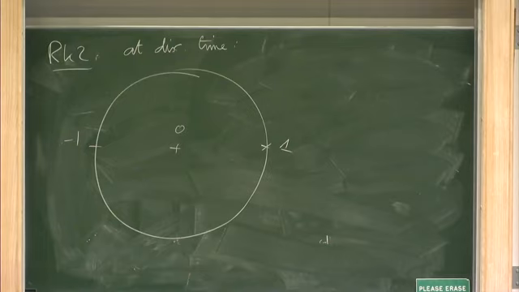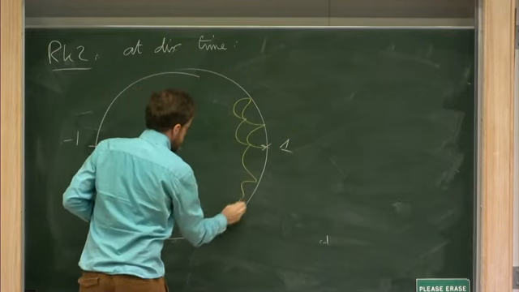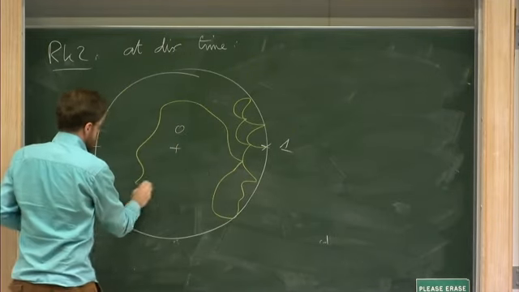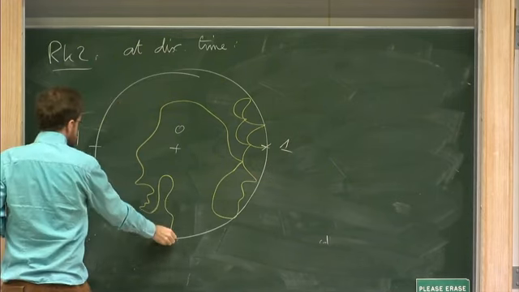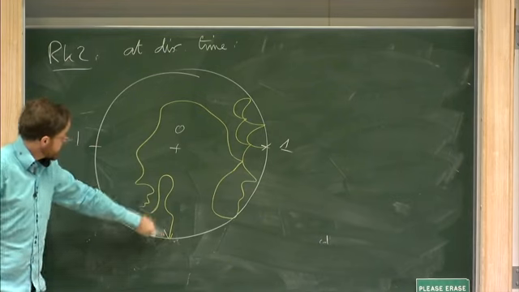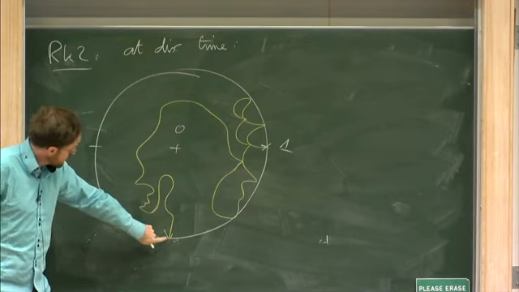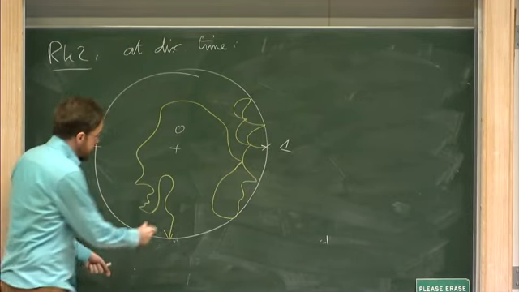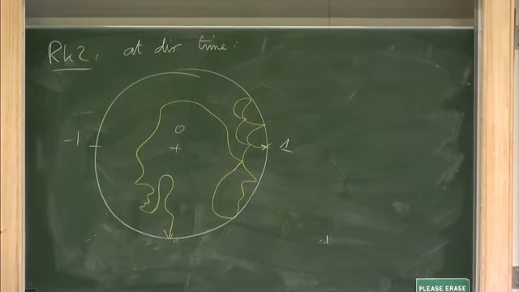We start the SLE from 1. It does something complicated. And at the disconnection time, something like that happens. You disconnect 0 from minus 1. That's the definition of this disconnection time. It can happen by touching the boundary. It can also happen by touching the previous boundary of the curve, and it will not matter so much.